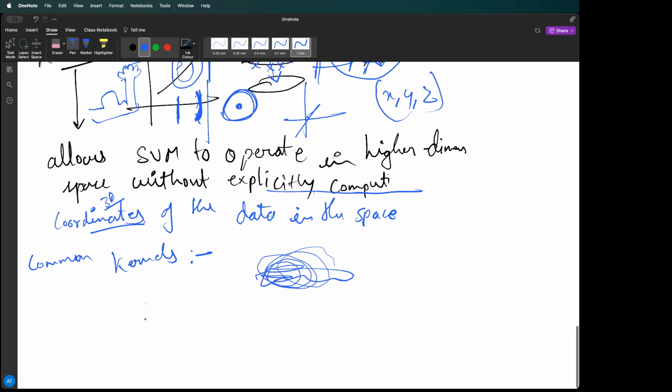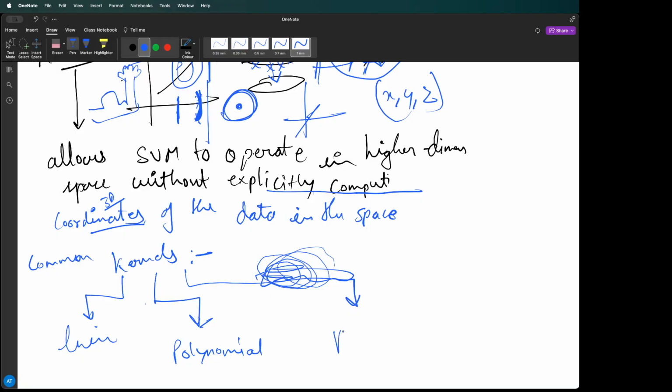We can start. So there are 4 types of kernel: linear, polynomial, and then you have RBF, radial basis. I'll write the full form. And the fourth one is sigmoid. Sigmoid is a good one. You will be encountering this multiple times.